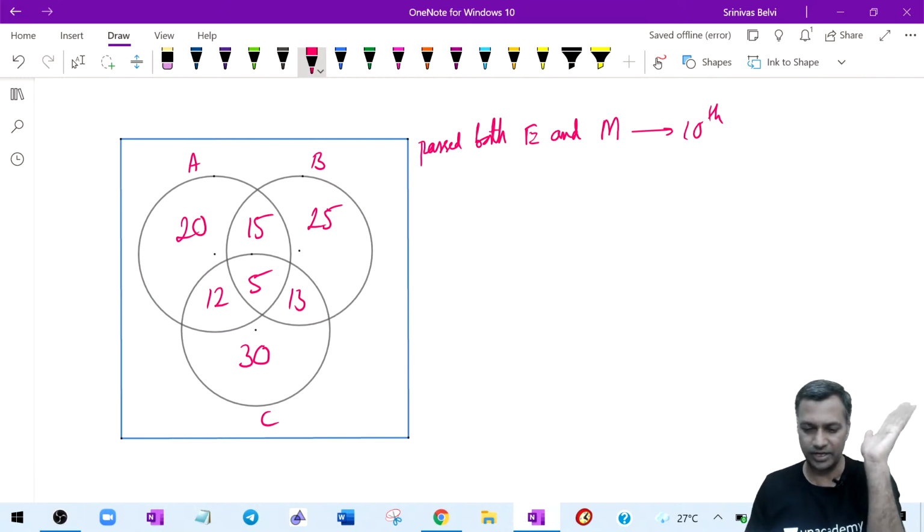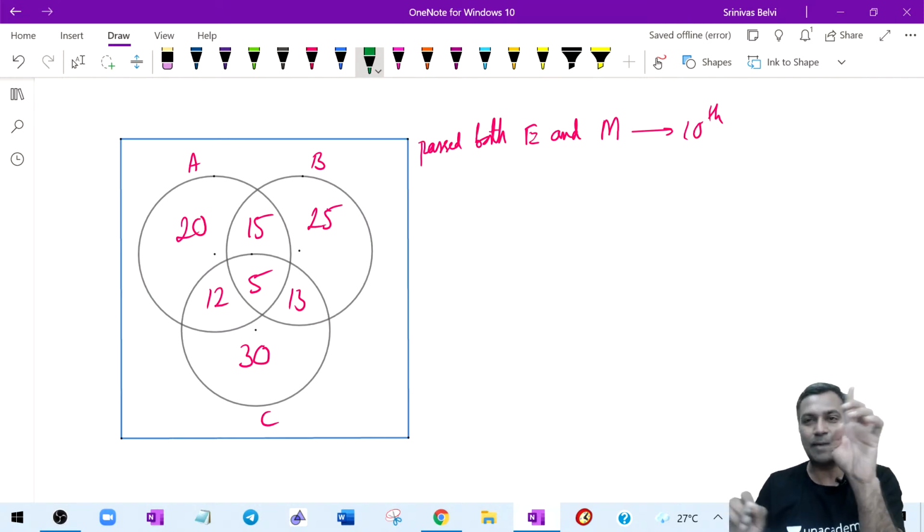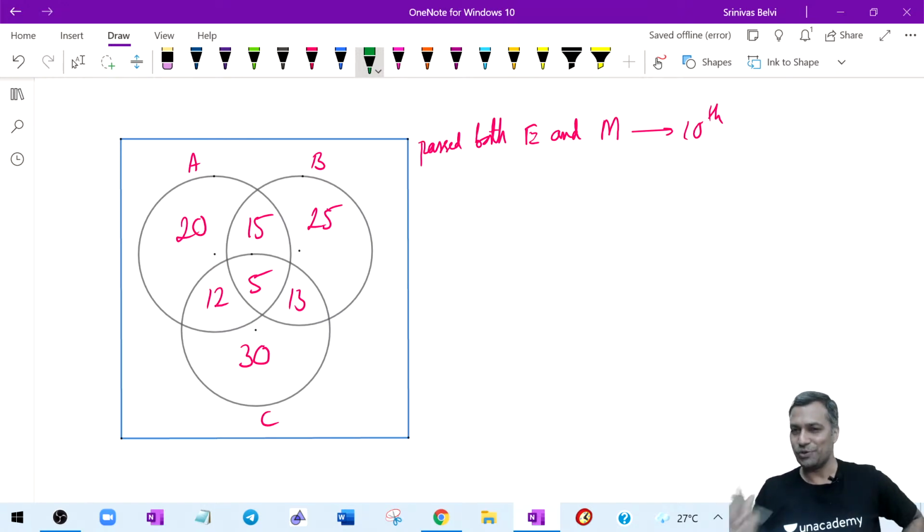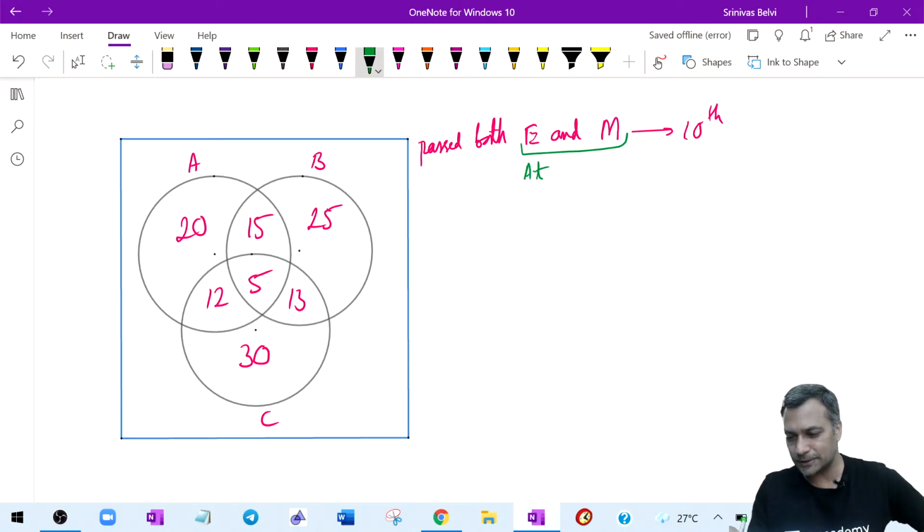Superb, very good. I'm not saying superb because you passed. I'm saying you understood it right. Therefore, I'm saying that. Which means what was your understanding? At least these two subjects. Hey, why are you saying, sir, at least? Where is the word "at least" there? It is not there. That is what the language means.